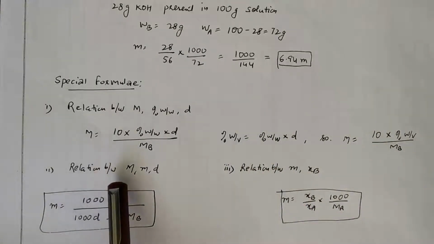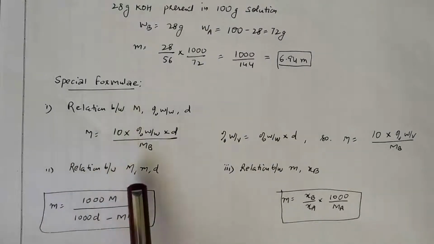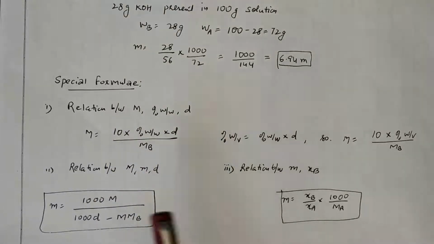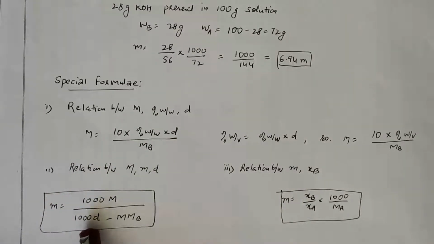Second is the relation between molarity and molality. Again, molarity and molality belong to two different groups: molarity is of group A, molality is of group B. Again, density is required. So this is the formula: 1000 M over 1000 D minus M MB, where M is molarity, small m is molality, D is density, and MB is molar mass of solute.